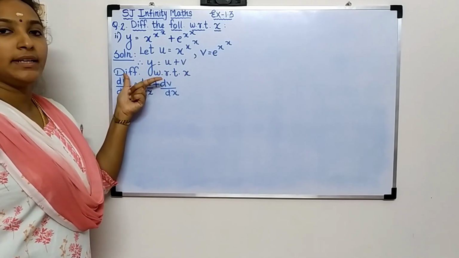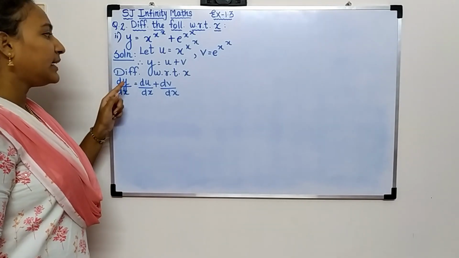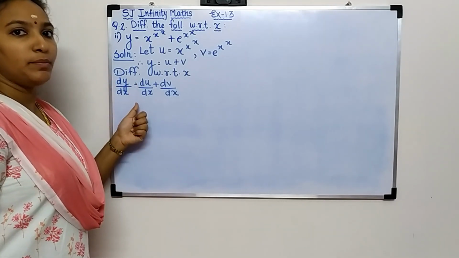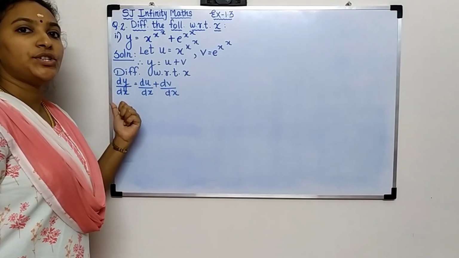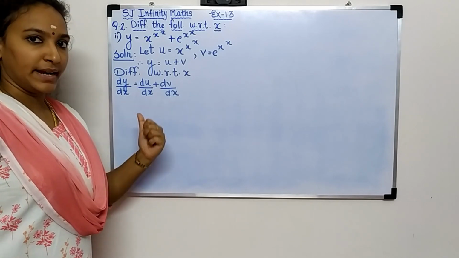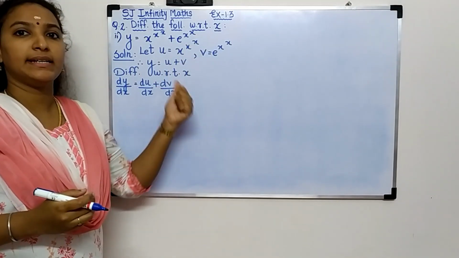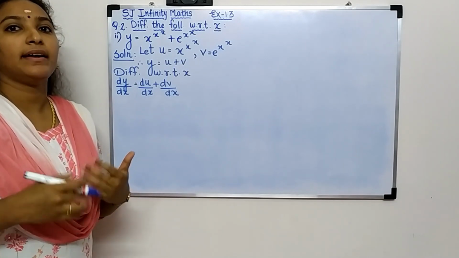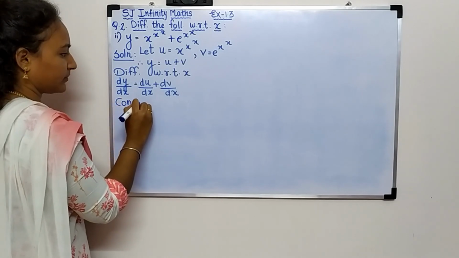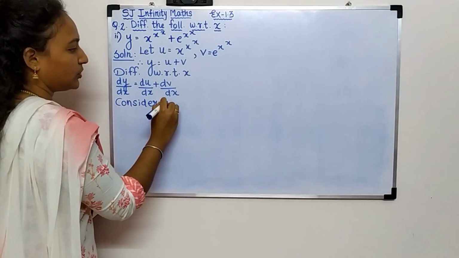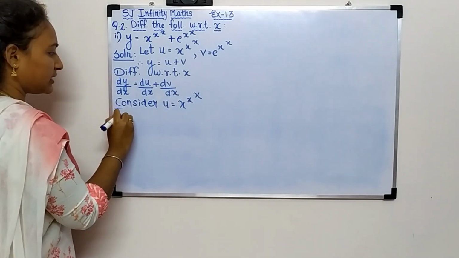Now we can differentiate this with respect to x. So we get dy by dx is equal to du by dx plus dv by dx. Now we can differentiate u and v separately. See, we cannot differentiate x power x directly, so first we will take log on both sides. First consider u equal to x power x.